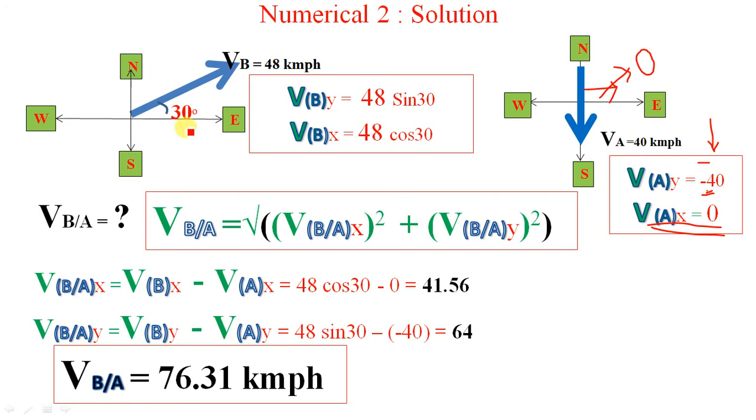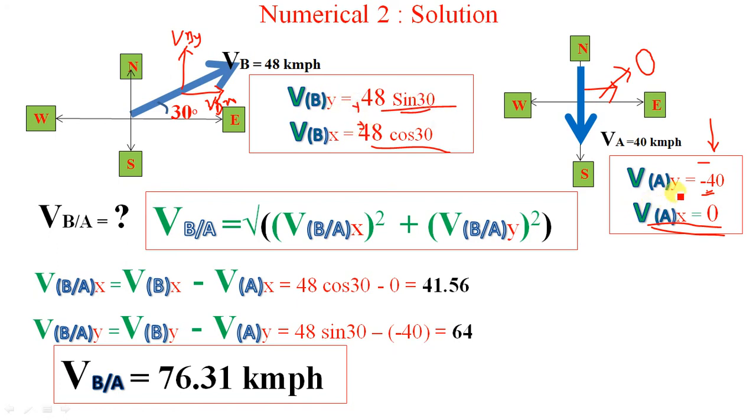Now the car B is traveling 30 degrees north of east with a velocity of 48 kmph. So here we have to resolve this velocity into its orthogonal components along the x-axis and along the y-axis. So this is VBX and this is your VBY. You have to resolve this along the x-axis. This is 48 cos 30 as your VBX, and VBY is 48 sin 30. It is in the first quadrant, so both are positive.